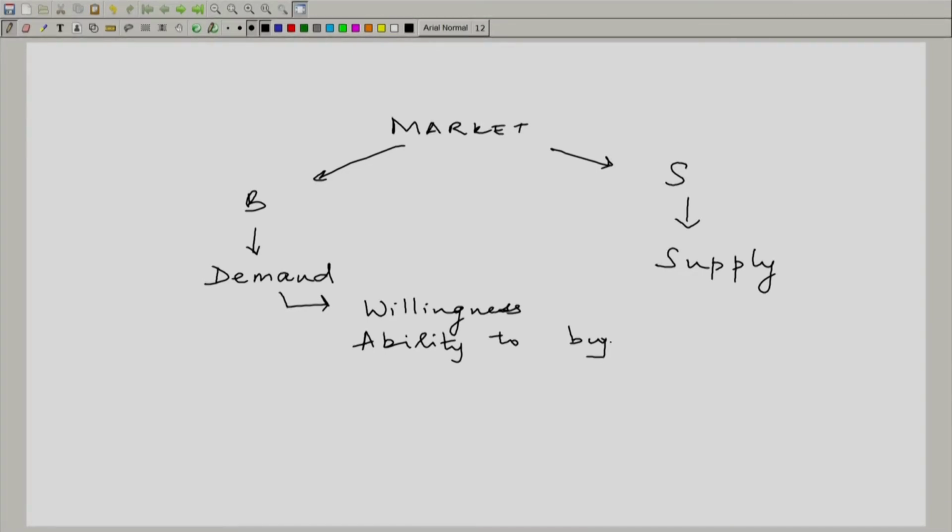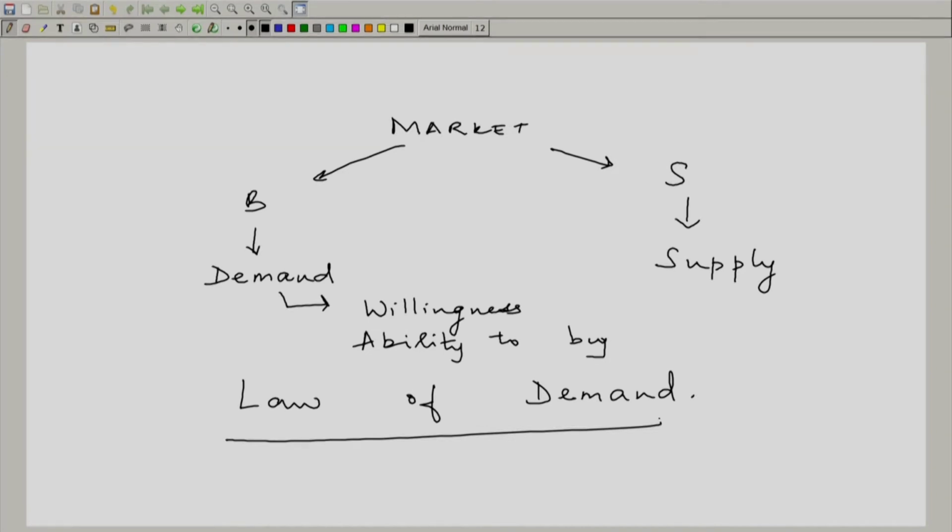This leads us to the next concept, that is the law of demand. To put it simply, it states that other things remaining the same, the quantity demanded of a good rises if there is a fall in its price, or vice versa. That is, the quantity demanded of a good is inversely proportional to the price of that good.